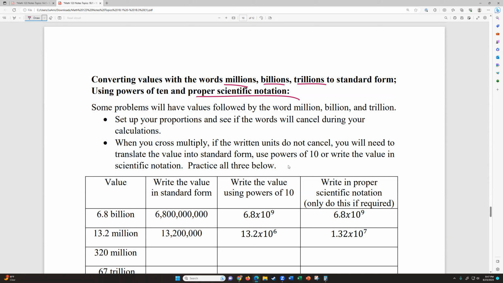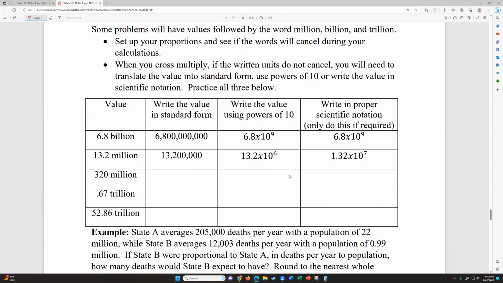When you cross multiply, if the written units do not cancel, you will need to translate the value into standard form, use powers of 10, or write the value in scientific notation. So we just want to make sure we know how to do all three of those different forms. So if my word problem says 320 million, because I've already worked out these top two rows, that is 320 followed by 6 zeros. Okay.